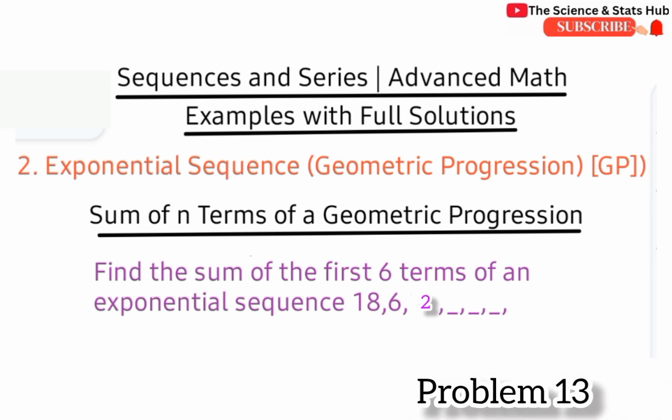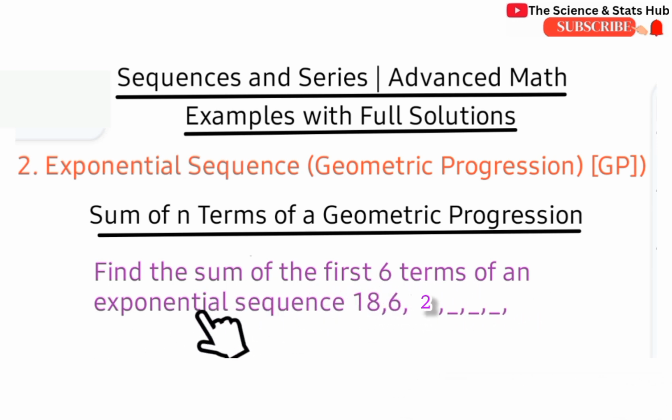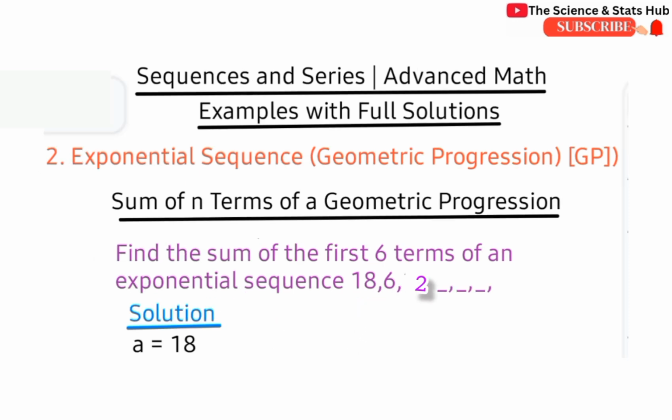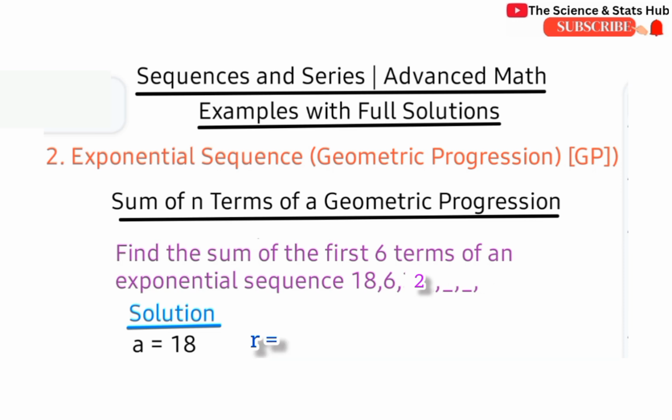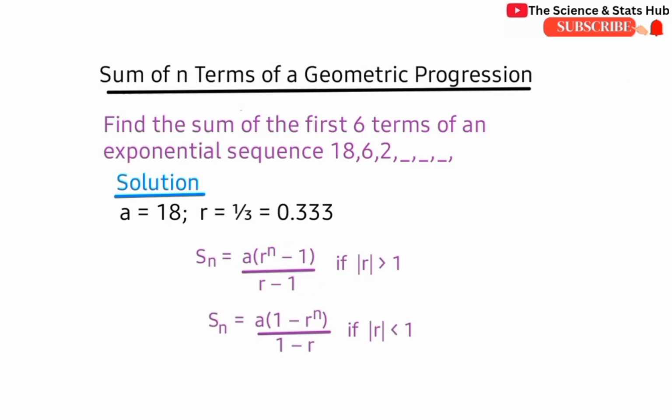Now let's look at this challenge. Find the sum of the first six terms of the geometric sequence 18, 6, 2. 18 is the first term in this sequence. A is 18. Let's find the common ratio. Common ratio R will be 2 divided by 6 or 6 divided by 18, 1 over 3, which is approximately 0.333.